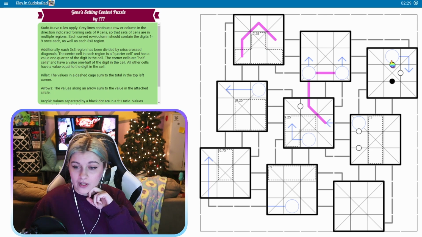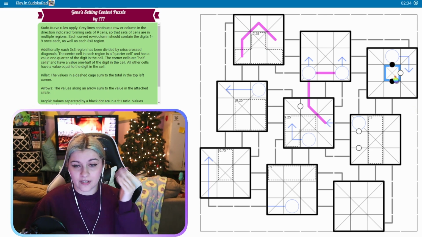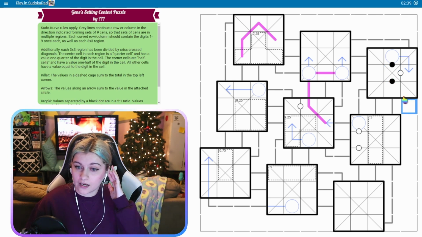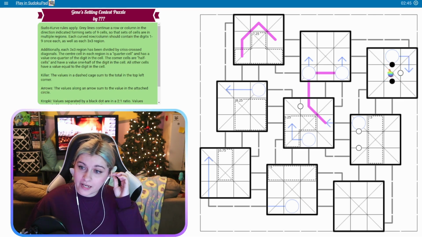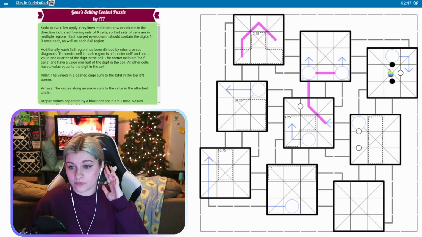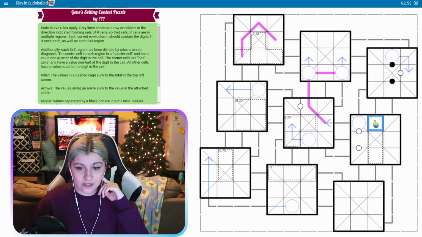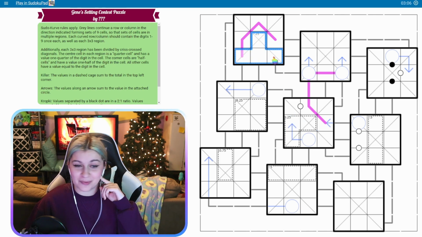Perfect. We also have killer cages. So for example, like quarter cells and half cells, if this was an 8, it would actually have a value of 2. If this was a 5, it would have a value of 2.5, because half on the corners and quarter in the center. Next in the rules, I lost my place. Killer. The values in dashed cages sum to the total in the top left corner. So this is going to be a value of 7.5. This is going to be a value of 7.5. A sum of the value of the cells will be 7.5. 10.75, 18.25, 9.25, and 17.25. Oh my gosh.